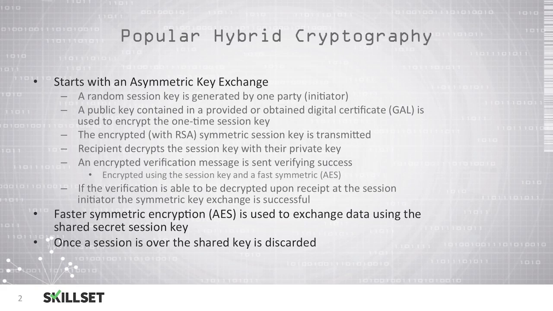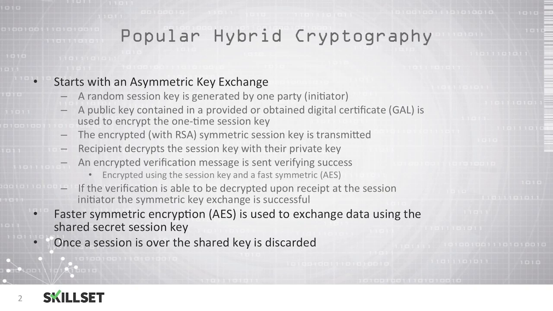Usually this process starts with an asymmetric key exchange where a random session key is generated by one of the parties in the communication, that is going to be the individual who initiates the communication. They use the public key of the person that they want to communicate with, and they encrypt a one-time session key using that recipient's public key. Now that the session key is encrypted, it can be securely transmitted without a worry of someone intercepting it and being able to decrypt any subsequent communications.